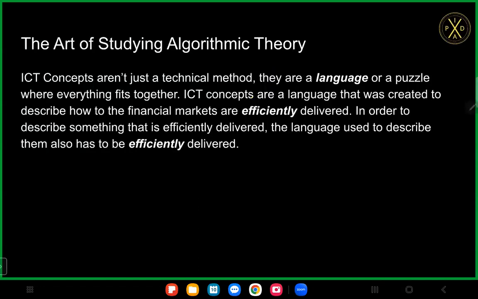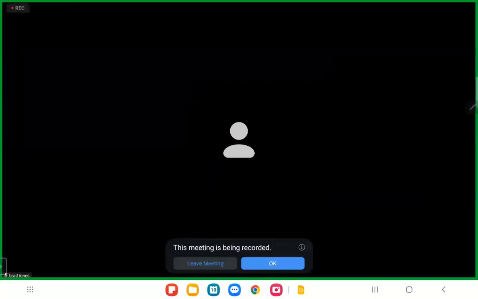All right, so the art of studying algorithmic theory. ICT concepts aren't just a technical method, they are a language or a puzzle where everything fits together. ICT concepts are a language that was created to describe how the financial markets are efficiently delivered. And in order to describe something that is efficiently delivered, the language used to describe them also has to be efficiently delivered.